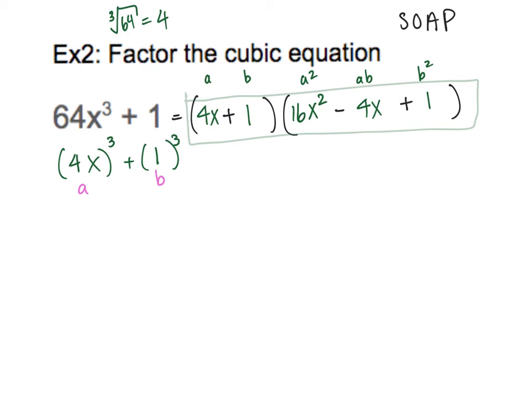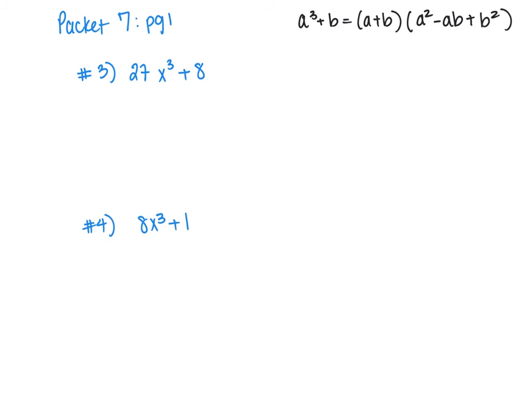All right, so let's do some homework problems from packet 7 on page 1. So here I have some problems for us. This one here is from page 1, and it's number 3, and there's a 27x cubed plus 8 that we need to factor. Up above, I've already put the formula for the positive, since both of these problems have a positive. So I'm going to make my factors, my binomial and trinomial. This is a plus sign, so I need a positive, the same, opposite, and then always positive.